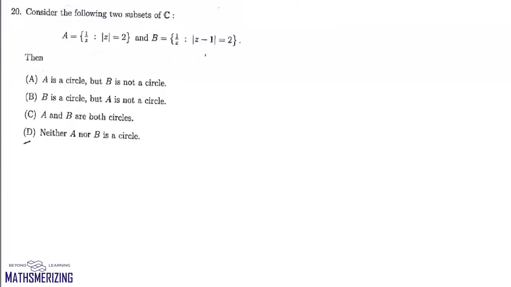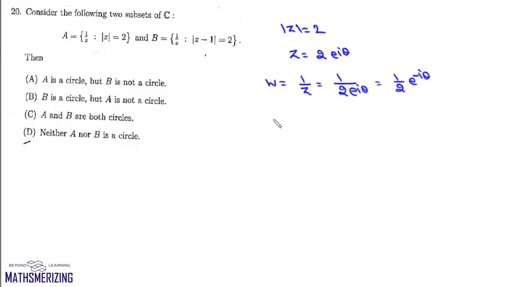Now question number 20: we are given a as 1 by z where mod of z equals 2. Now if mod of z is 2, then z is 2 into e to the power iota theta. Now we are given some w which is 1 by z, and it will be 1 upon 2 e to the power iota theta, which is 1 by 2 into e to the power minus iota theta. Now mod of w is 1 by 2. That means this w lies on a circle. So this a will lie on a circle. Now for b, we are given that mod of z minus 1 equals 2.